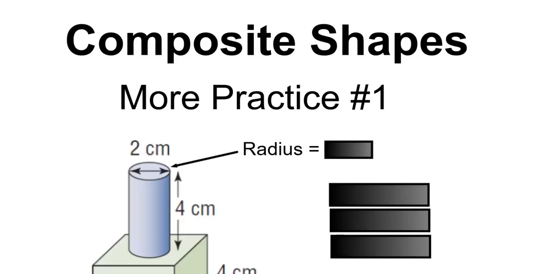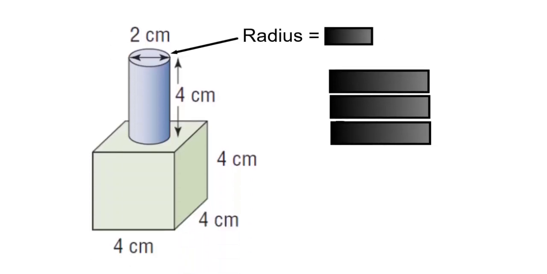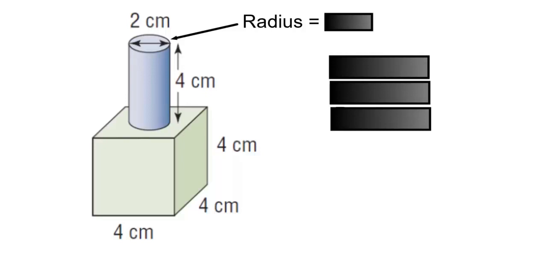Composite shapes. More practice number 1. This composite shape is a square prism with a cylinder on top. We'll start by finding out the radius on the top of the cylinder.